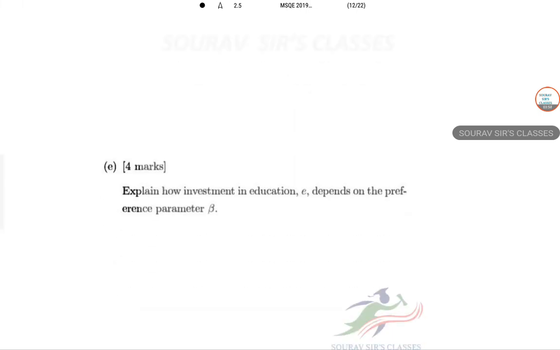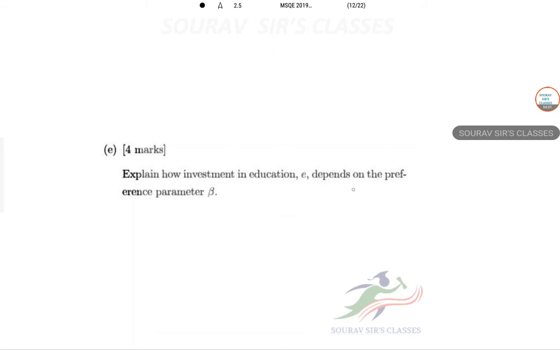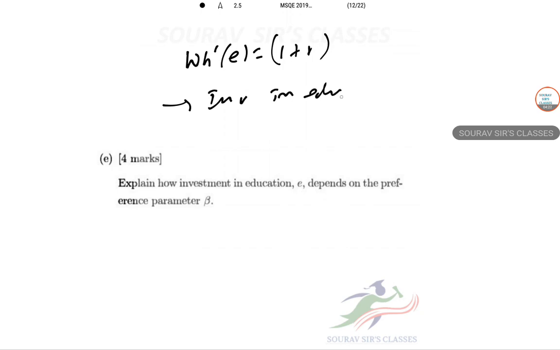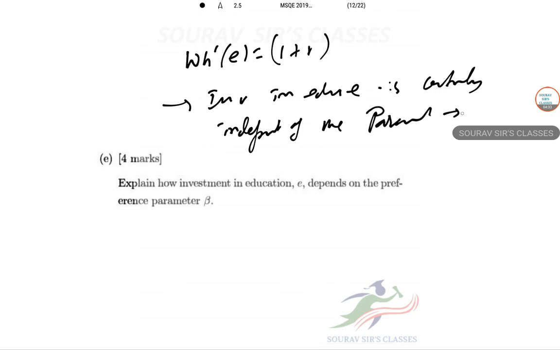Next part of it: explain how investment in education E depends on the preference parameter. So using the second FOC, if you remember, the first order condition with respect to E, if we just do here, this must satisfy W into H'(E) equal to (1 plus R). So the investment in education E is actually independent of the parameter beta. So this is the end of this question.